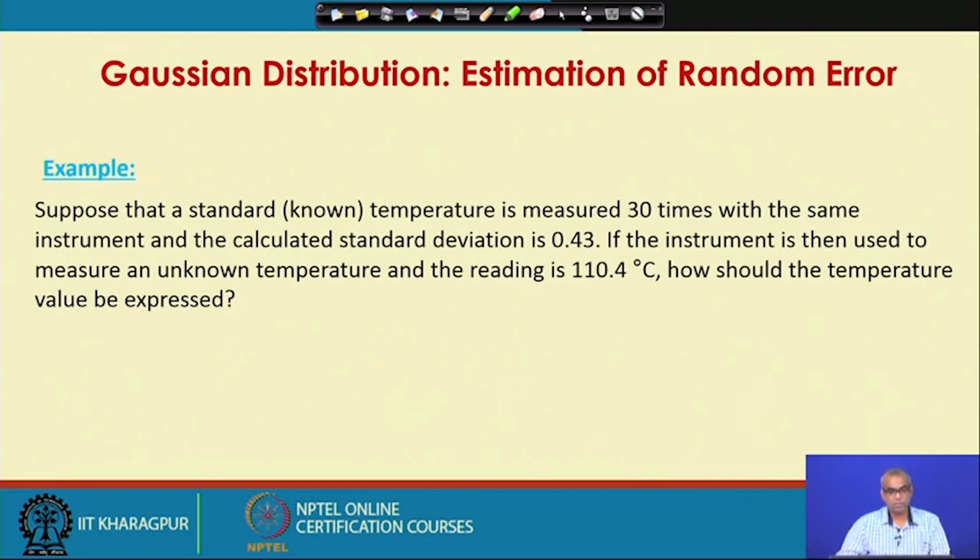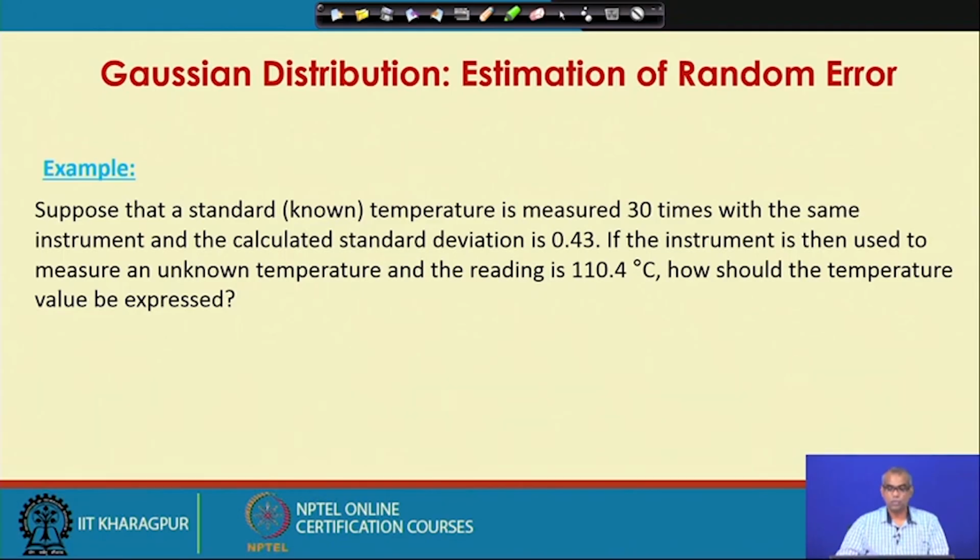So, the question we ask is, we know a standard temperature, we measure it 30 times and calculate the standard deviation as 0.43. If the instrument is then used to measure an unknown temperature and the reading is 110.4 degrees Celsius, how should the temperature value be expressed? That means, I have to express the temperature as 110.4 degrees Celsius plus or minus the uncertainty associated with the reading.